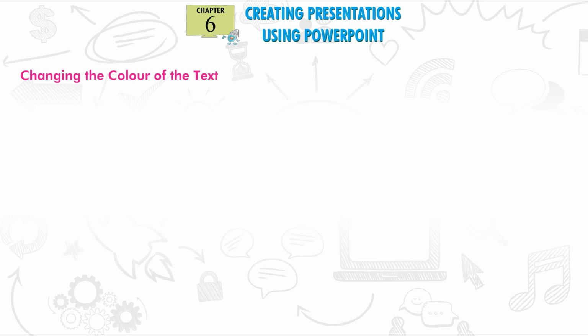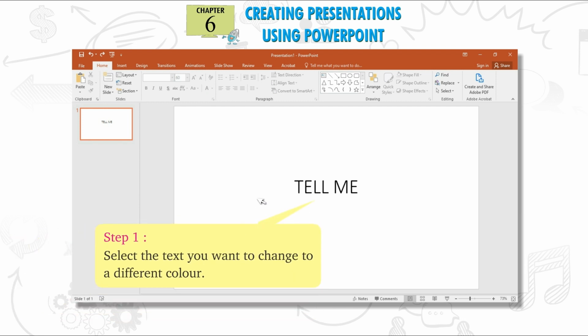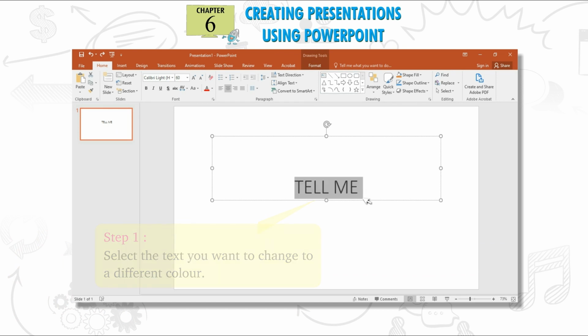Changing the color of the text. You can change the color of the text on a slide to enhance the appearance of the slide and draw attention towards important information. Step 1. Select the text you want to change to a different color.